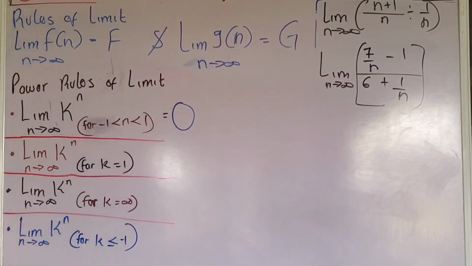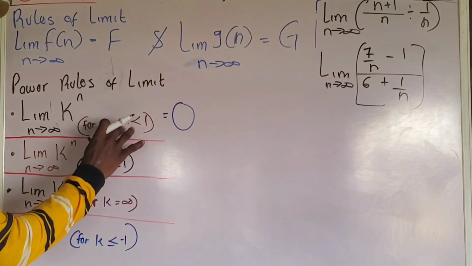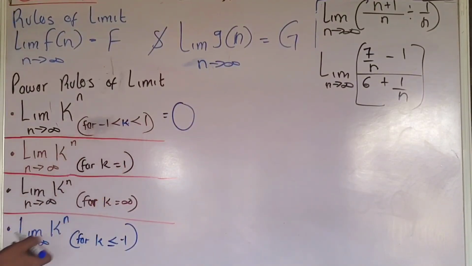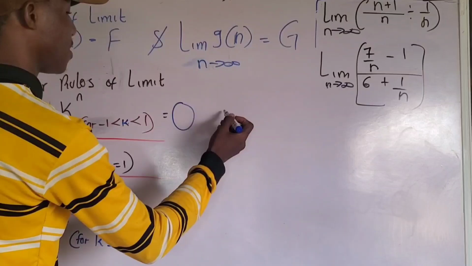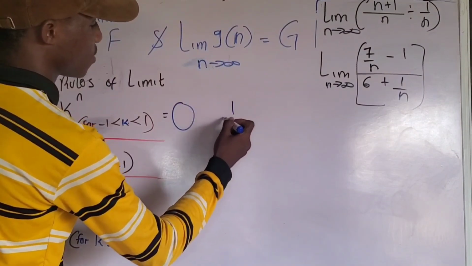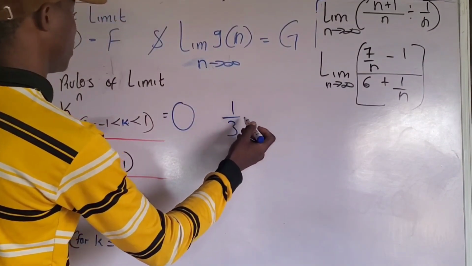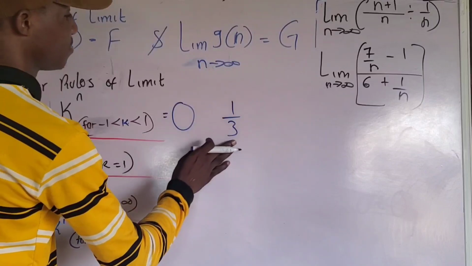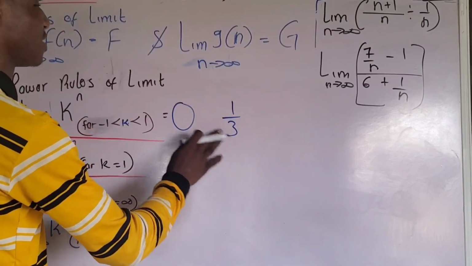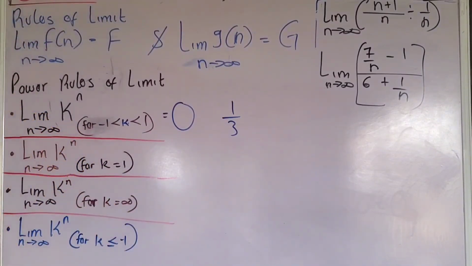Now, let's say we have, oh, this should be k. Now, let's say we have 1 over 3, pay attention. Let's say we have 1 over 3. I'm just thinking of a function I can imagine.